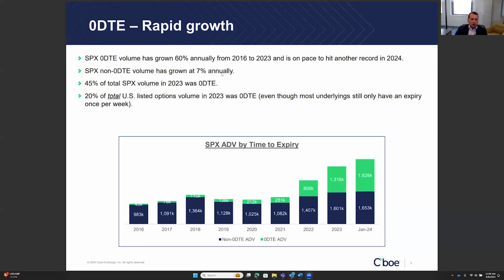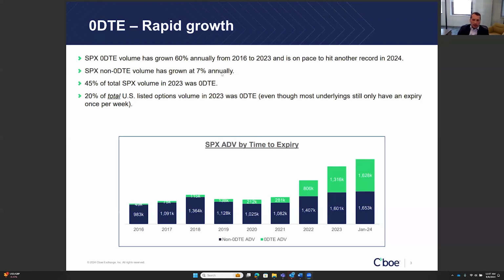So getting to the growth story. Zero DTE volume has grown 60% annually from 2016 to 2023, on pace to hit another record this year. Non-zero DTE in SPX has grown at 7% annually. So it's the entire curve. We're seeing more volume in all expirations. Obviously, the increase has been more dramatic on the 0-day side, but there has been healthy growth across the entire option chain.